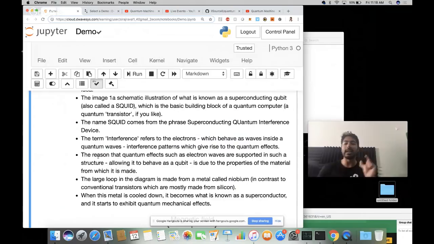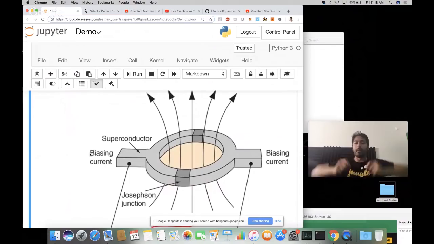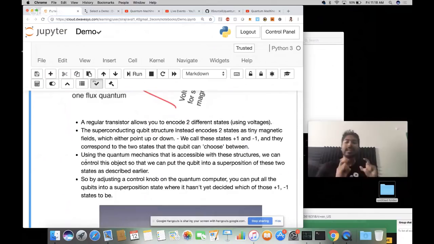What do I mean? So here's an example of a qubit built with this niobium metal. And so what happens is, instead of encoding states using electricity, we are encoding states using magnetism, which is still based on electricity, right? Electromagnetism. But the idea is that when we cool this niobium metal, it's going to create a magnetic wave in either an up or down direction, and that's going to allow us to encode two states as tiny magnetic fields. These can be plus one, they can be minus one, and they can be plus one and minus one at the same time, which is super cool.